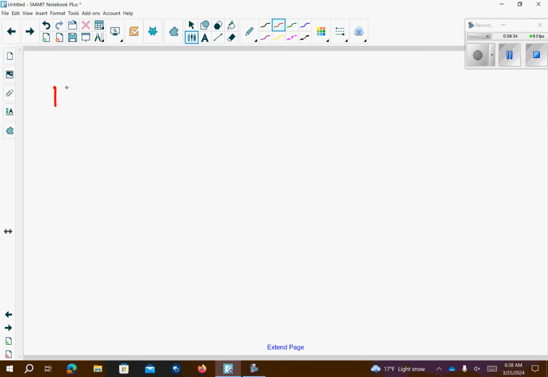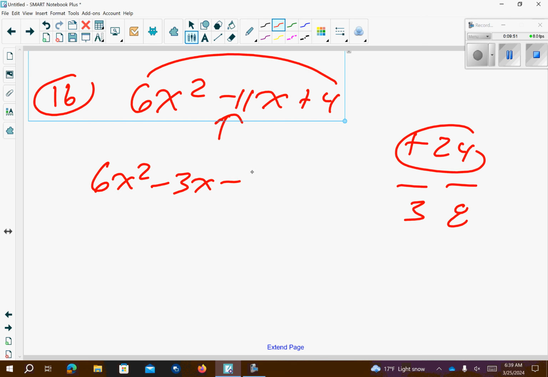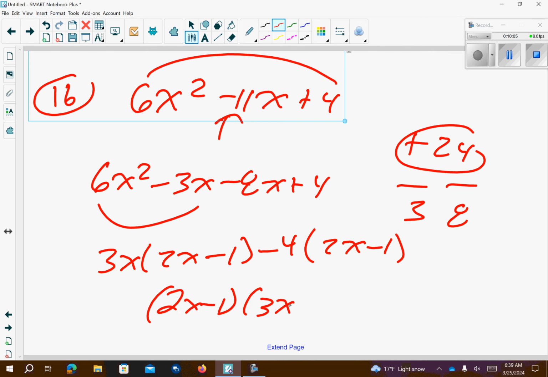Number 16, I have 6x squared minus 11x plus 4. Let's multiply those together. That's going to give me positive 24. Both signs are negative because I have a negative there. So that's going to give me a 3 and an 8. So I'm going to get 6x squared minus 3x minus 8x plus 4. Let's factor a 3x out of both of those. And let's factor a negative 4 out of both of those. Make sure you change the signs. All right, so that's the front side done.